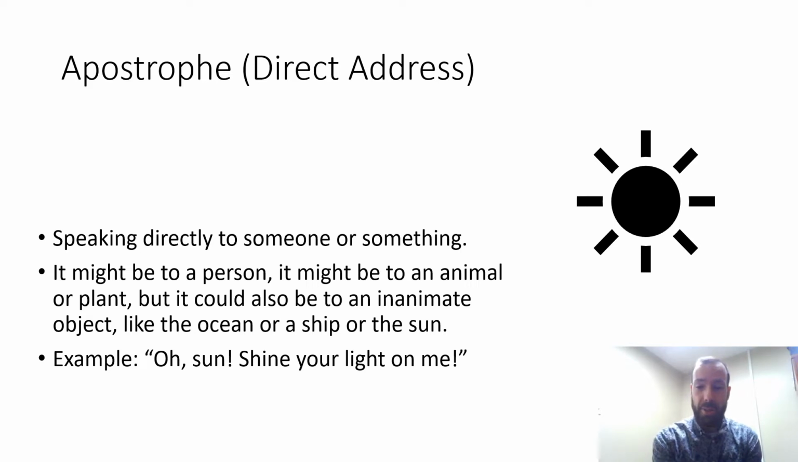Apostrophe. Another term for this is direct address, and it just means that you're talking directly to someone or something. So that could be to a person, but it could be to something from nature, a plant, animal, maybe even an inanimate object like the ocean or a ship or the sun. It would sound something like this. "Oh sun, shine your light on me."